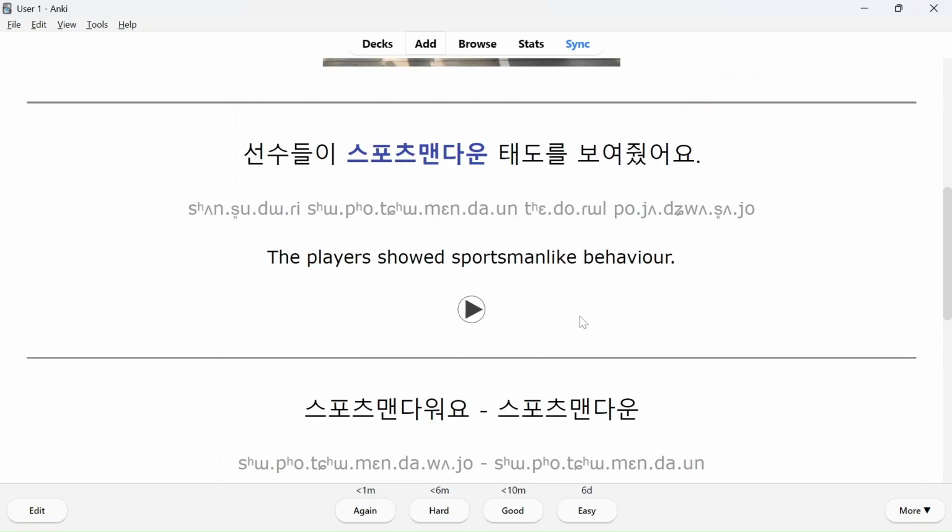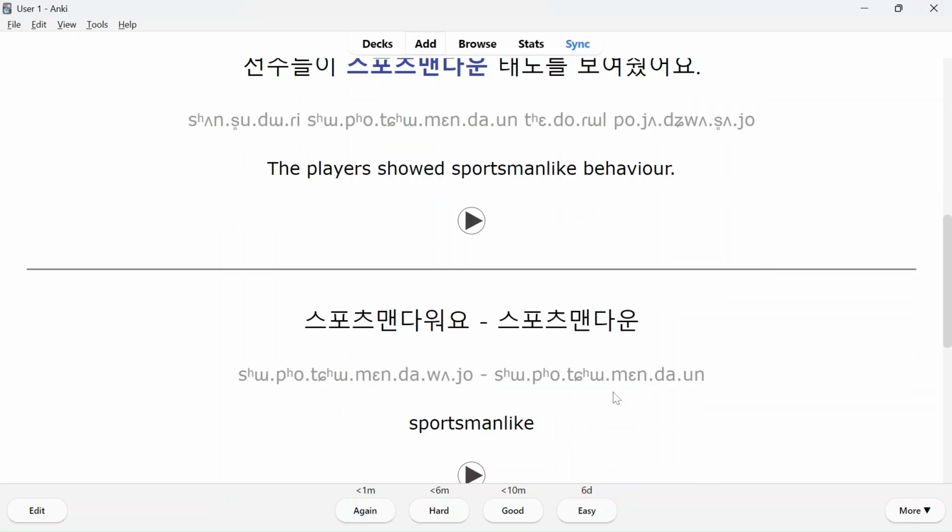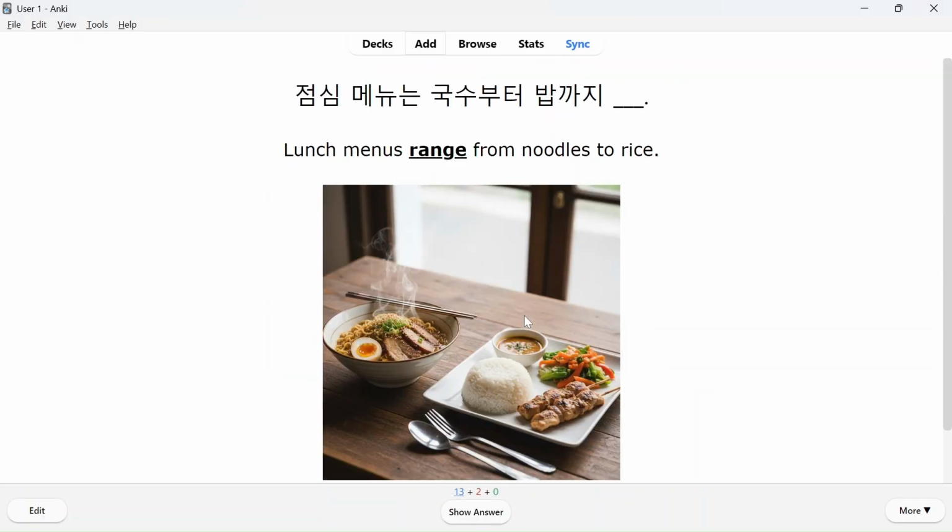You can see that this is the same. That is because this is an adjective, sportsmanlike, and it's right in front of the noun. So knowing the second form really is important as well. So let's have a look at a different card.